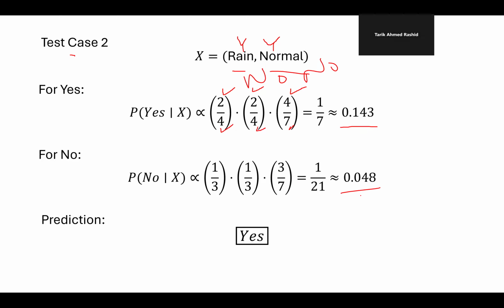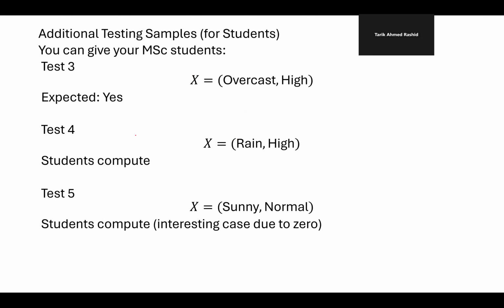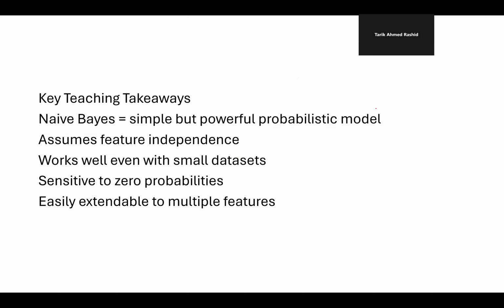So you'll find 0.08. Now again, we will select the yes one and we don't select this one because this value is higher. So the prediction is yes. You can test overcast and high if you have 2 features. You can have weather as rain and humidity as high, and you can do a self-test. You can do it for sunny and normal and see the prediction results. I think that's all for today's class.